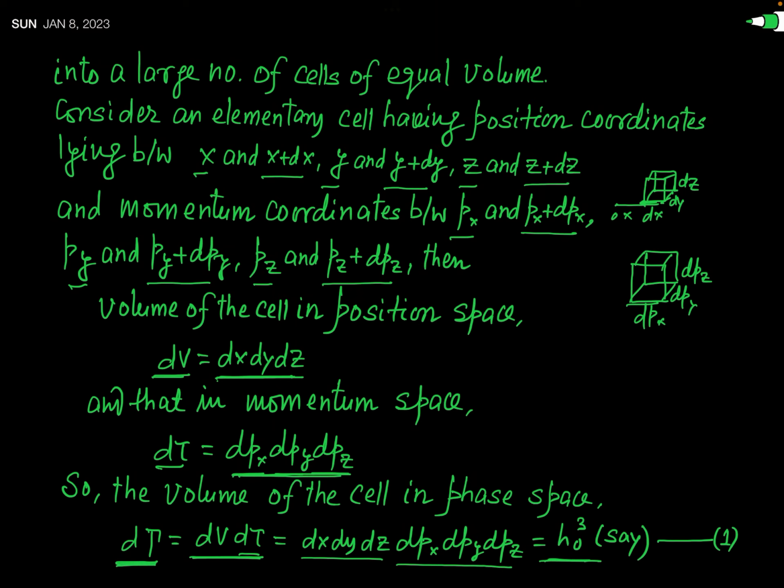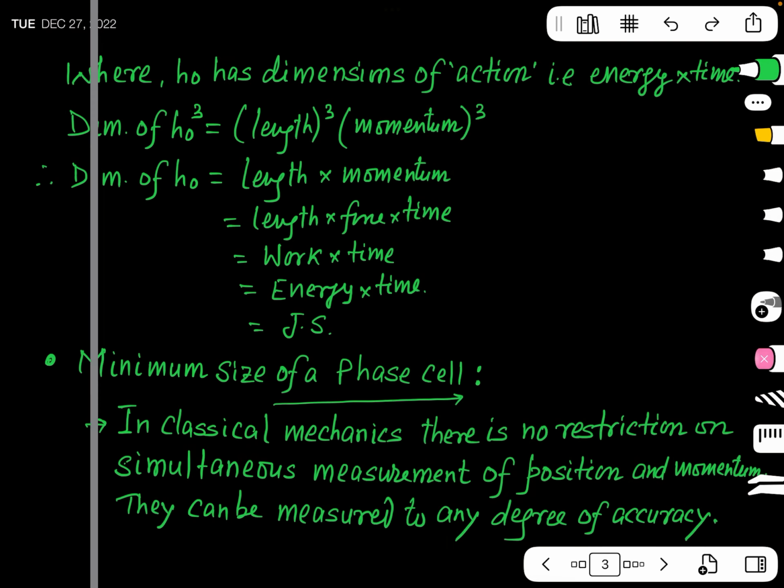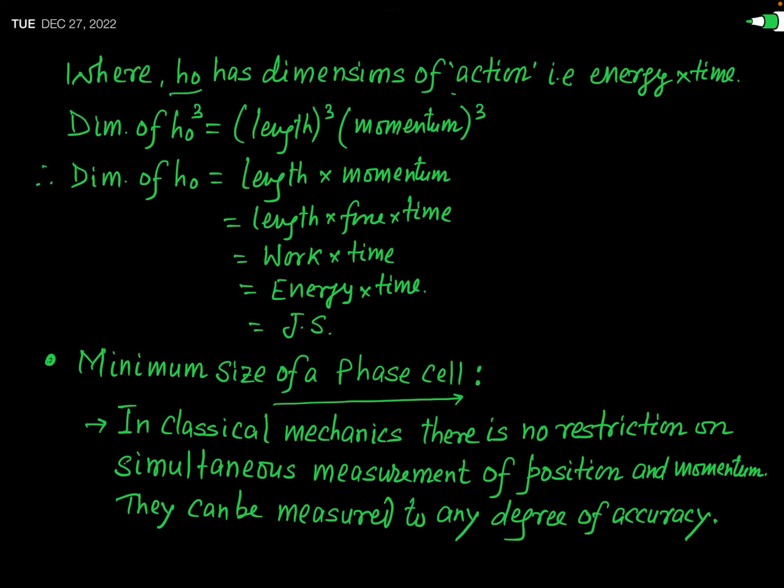Because you will see just now that the dimension of this h naught will be equal to the dimension of Planck's constant, that is the dimension of the product of energy and time, or work and time, or you can say action. Okay, we will see that this h naught has a dimension of action, and you know action means energy multiplied by time, or work multiplied by time. You can check it. Let us see.